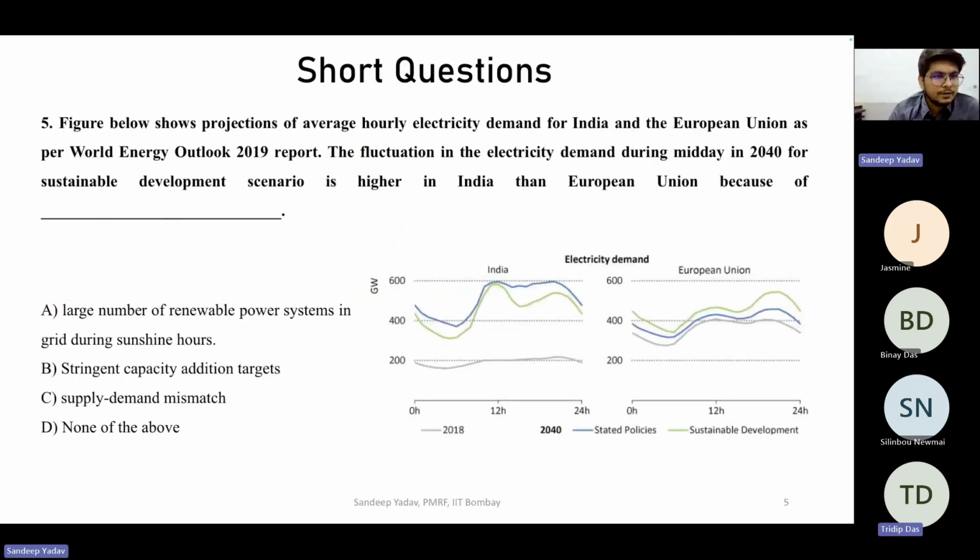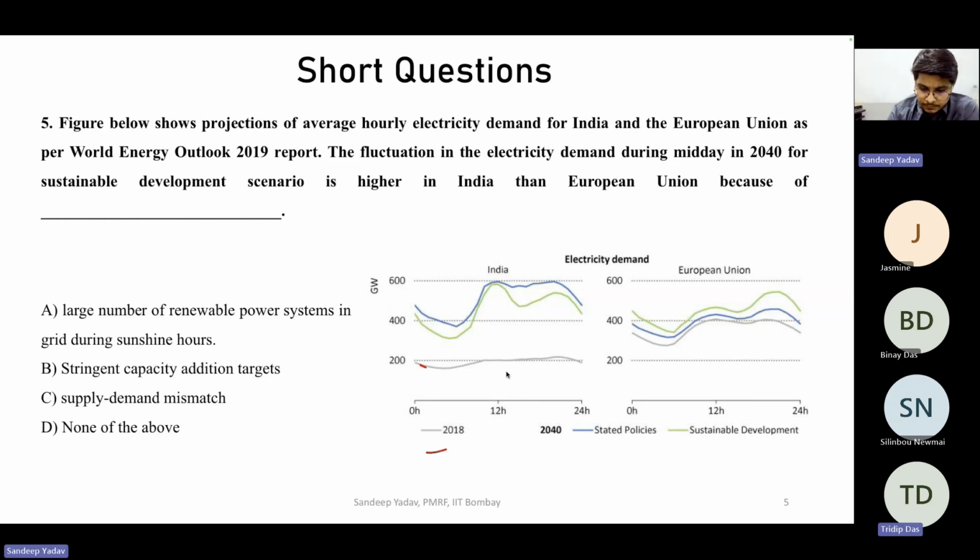Okay. Now, figure 5, question number 5. The figure below shows the projection of average hourly electricity demand for India and European Union as per the World Energy Outlook 2019 report. The fluctuation in the electricity demand during the midday in 2040 for a sustainable development scenario is higher in India than the European Union because of. So if you can see, this gray line shows 2018, that is the current scenario, because that report is in 2019. So that's showing the current scenario.